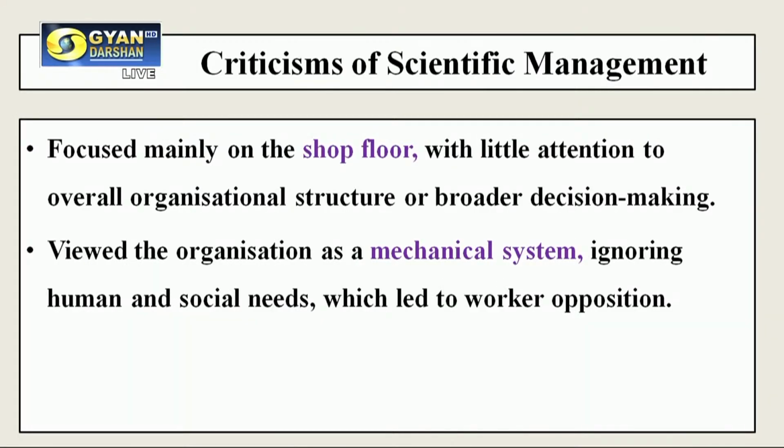Towards the end, there are criticisms of scientific management. Whatever the theory is, whether good or bad, there is some kind of criticism. First, the study is mostly focused upon the shop floor of the management. It is not focused upon the overall administrative structure of the organization. The decisions are restricted to the shop floor level. And this approach viewed the organization as a mechanical system and overlooked the human element. It focused on the efficiency of the organization and perceived the worker as a machine.